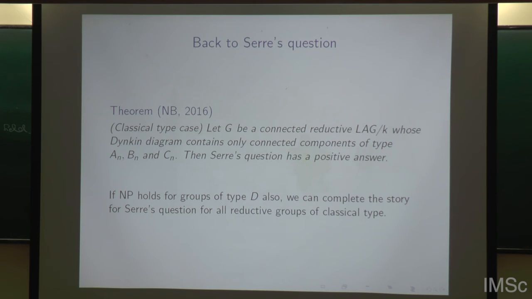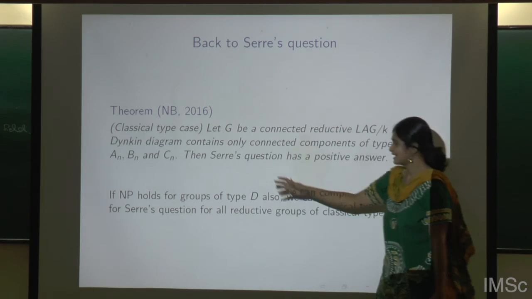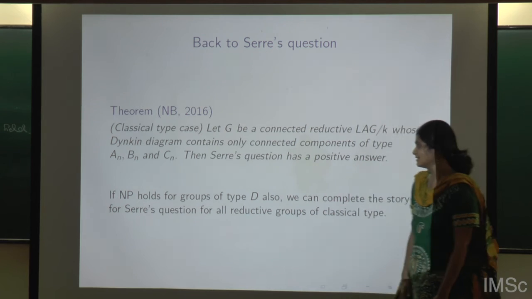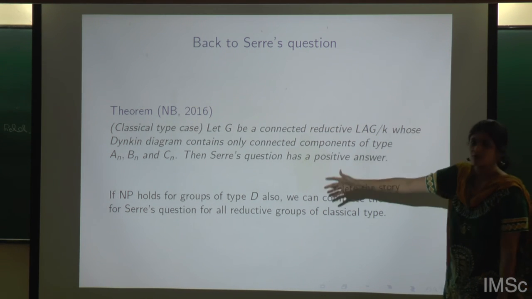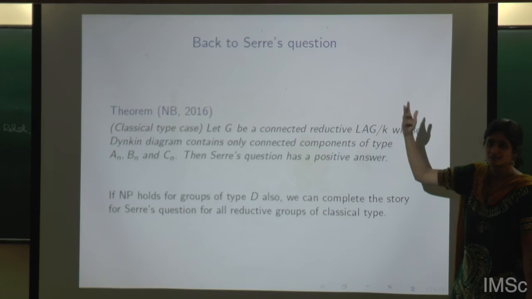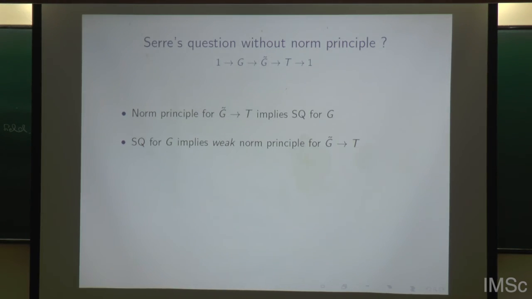Okay, so just to complete, go back to Serre's question. Of course, I stated it as saying you have this result, at least in the classical case, for type A, B, and C. But I just want to point out that if the norm principle holds for type D, then Serre's question is also answered. The proof just follows through. But because the norm principle seems a harder question, you might ask, well, can you attack Serre's question without the norm principle? Is there a chance?